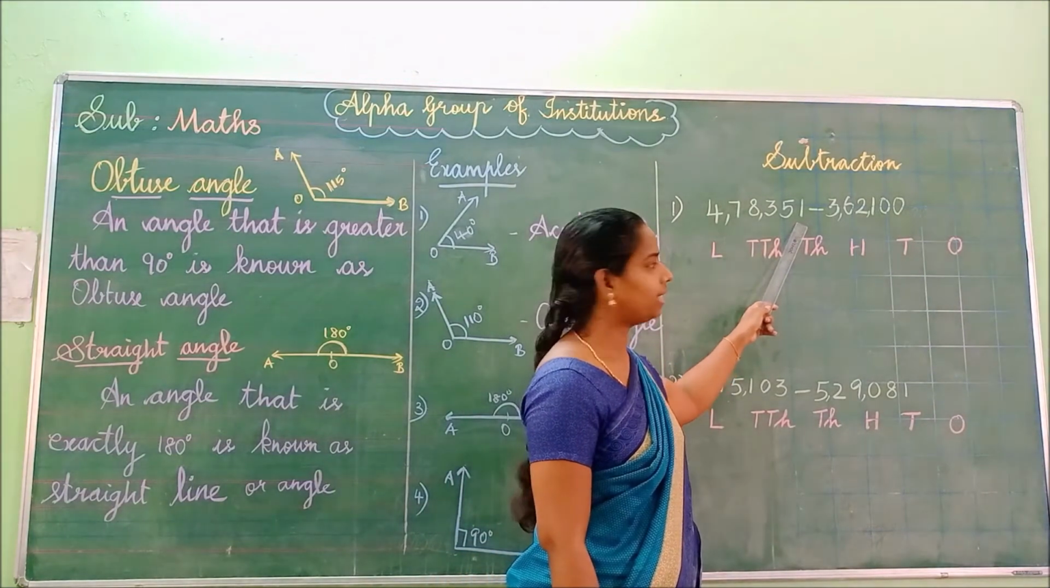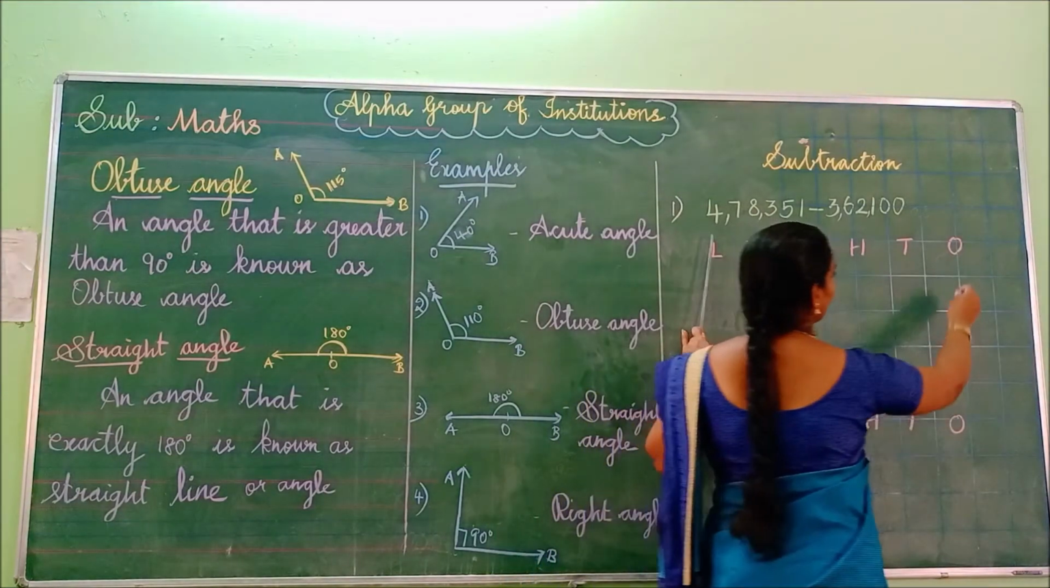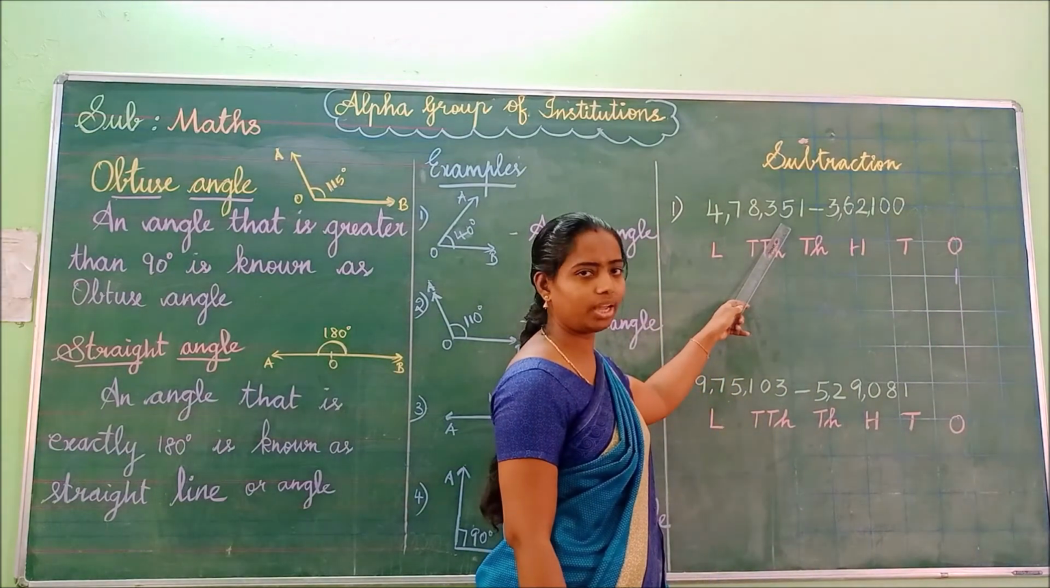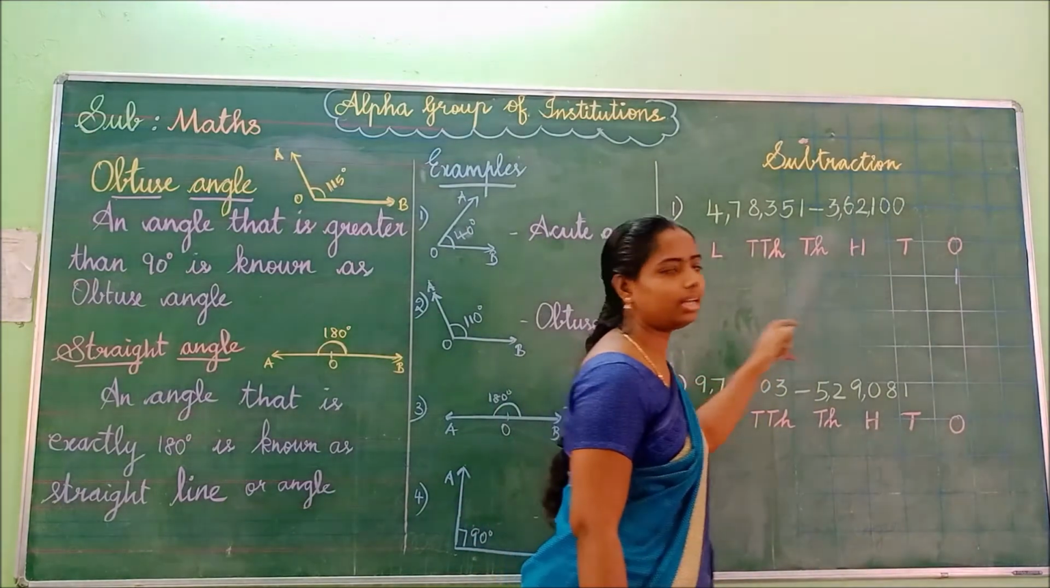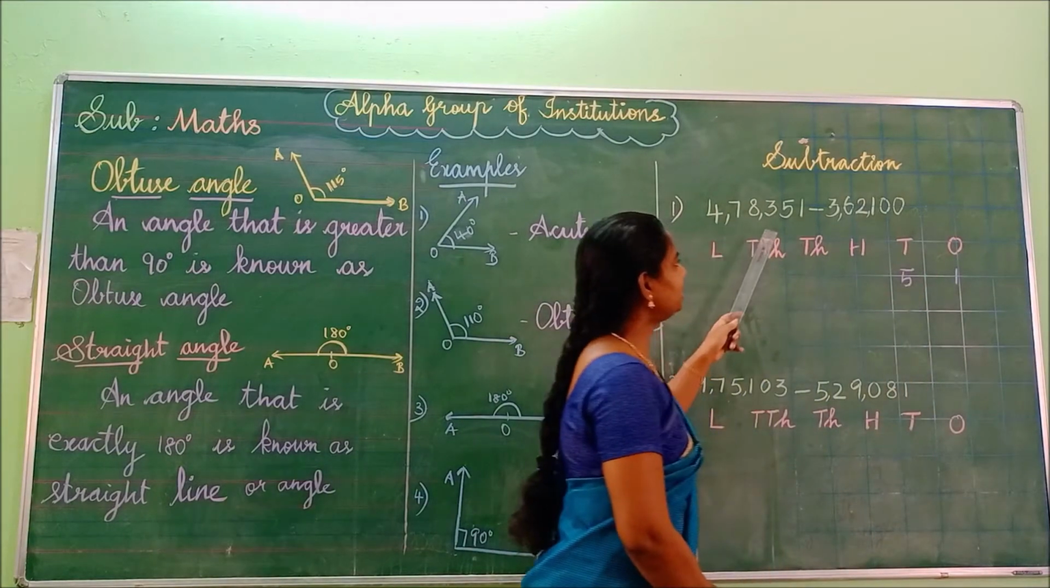See, from the last we have to start. Where do you have to come? 1 we have to place in the ones place. Okay, ones. And then what is the next number? 5. Okay, 5 we have to place in the tens place.